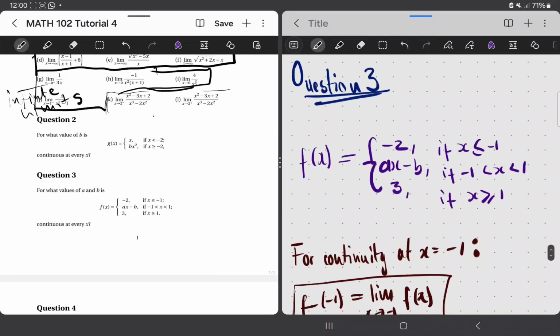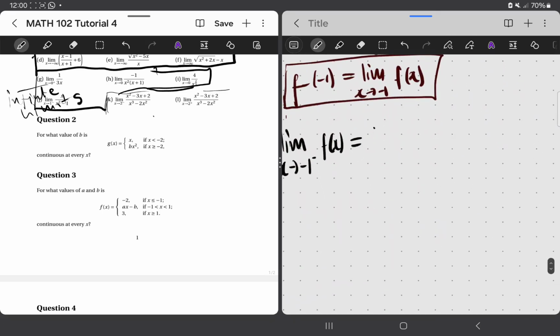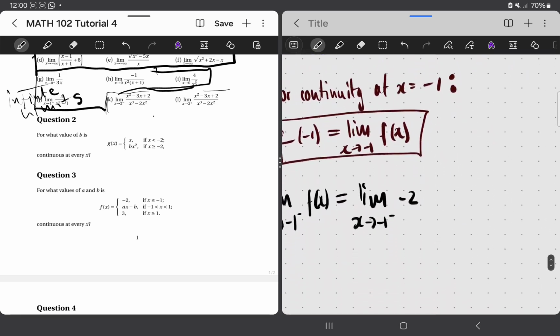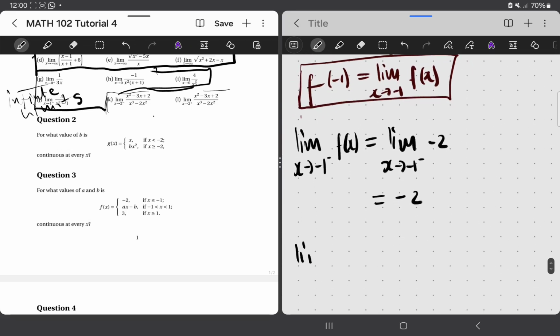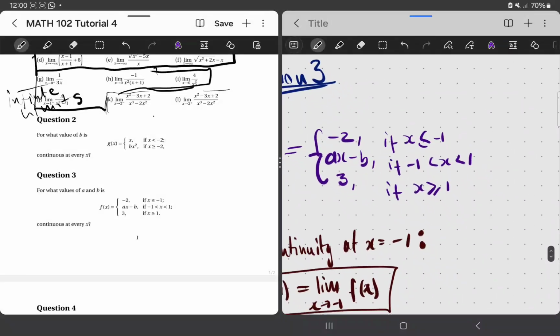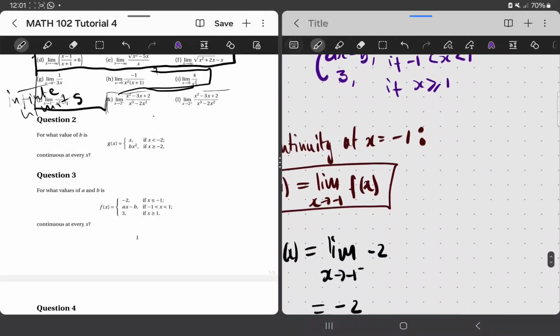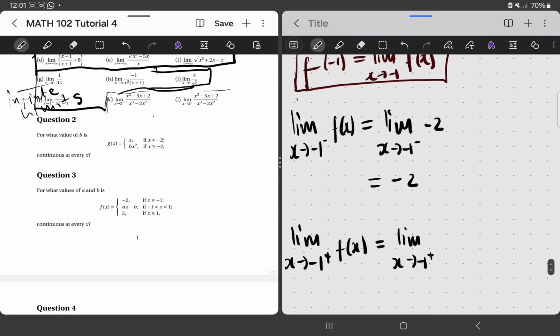So we are approaching negative 1 from the left, which means we are less than negative 1. We use this one. It's going to be the limit as x approaches negative 1 from the left of negative 2. That's our f of x when we are coming from the left. And the limit of a number is just the number, so this will be negative 2. Then we can now say the limit as x approaches negative 1 from the right of f of x is going to be equal to the limit as x approaches negative 1 from the right of, we are now coming from greater than negative 1.